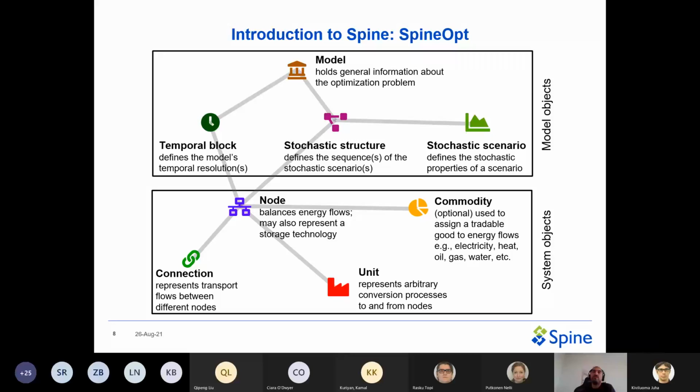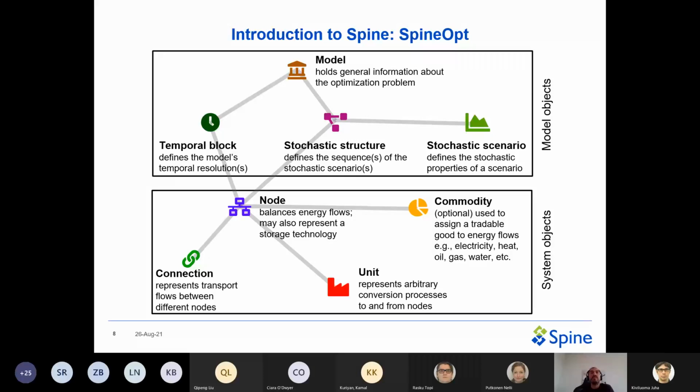And then you have your system objects that represent your actual energy system. These are almost self-explanatory, so you can have nodes that represent energy balances, and connections that transfer energy across nodes, and units that convert energy between nodes. Optionally, you can also explicitly state what's the commodity that belongs to each node. All these classes and objects are related, and you are responsible as a user to build these relationships in order to specify your energy system.